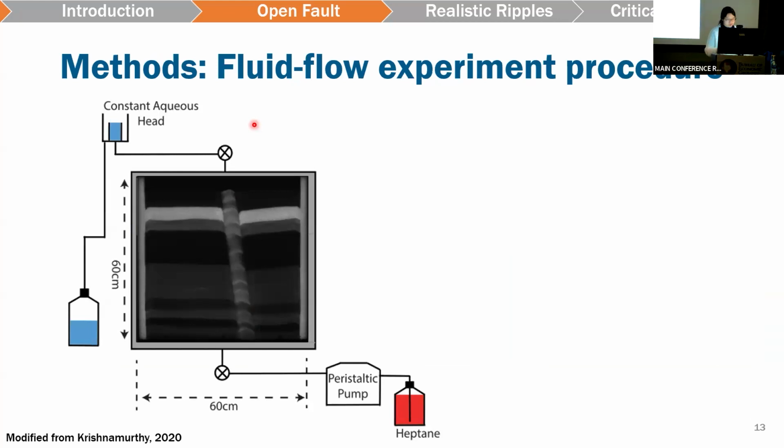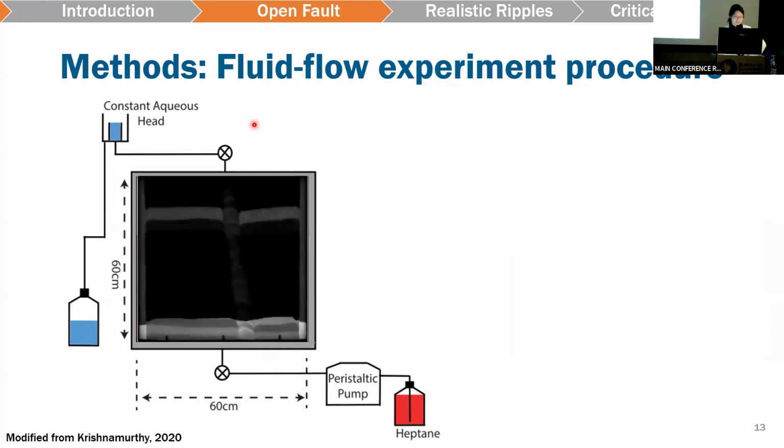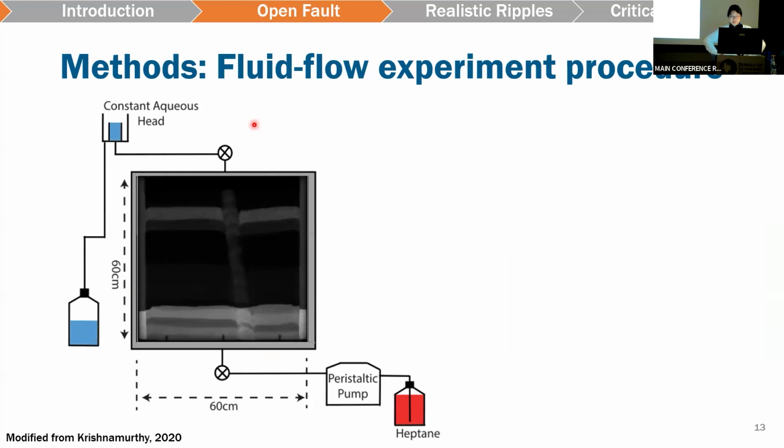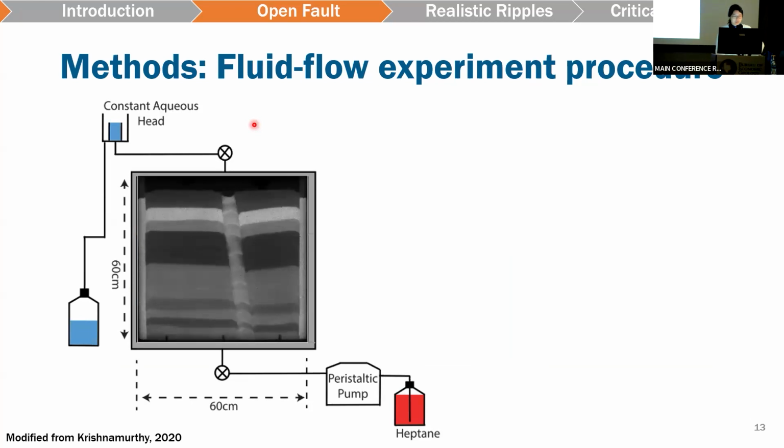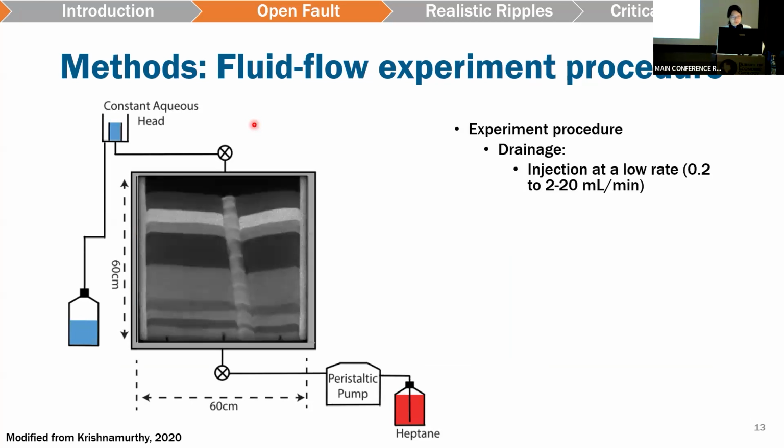So just to show you what steps we go through after we've packed the tank. The next step is to fill it up with the wetting phase fluid, which is usually water, but with other analog fluid, it could also be a glycerol water mixture. And after the tank is completely filled with the wetting phase fluid, now we're able to conduct the actual injection or drainage experiment. We usually inject at a relatively low rate, so 0.2 to 2 or 20 milliliter per minute.